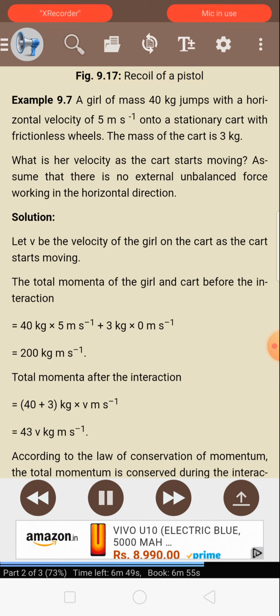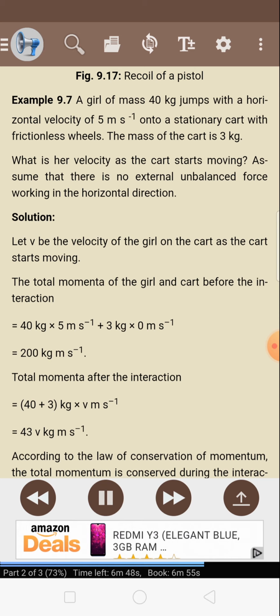Example 9.7. A girl of mass 40 kilograms jumps with a horizontal velocity of 5 meters per second onto a stationary cart with frictionless wheels. The mass of the cart is 3 kilograms. What is her velocity as the cart starts moving? Assume that there is no external unbalanced force working in the horizontal direction.